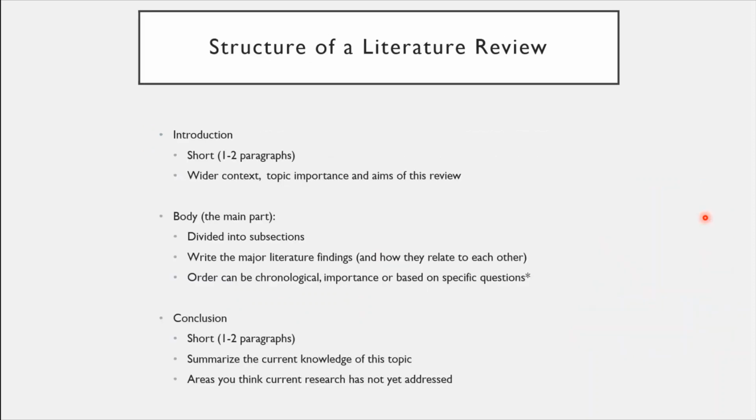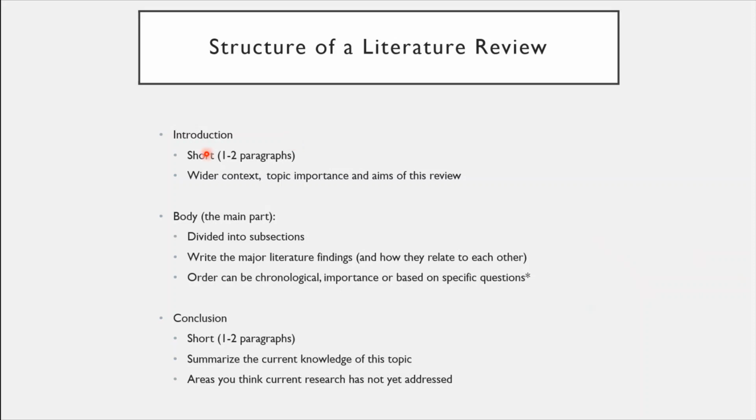So now let's talk about the structure of a literature review. The structure is quite simple. It has an introduction, body, and a conclusion. At times, the introduction and body are fused into one part, or not clearly defined. If you do have an introduction, it's a short section, with 1 to 2 paragraphs.